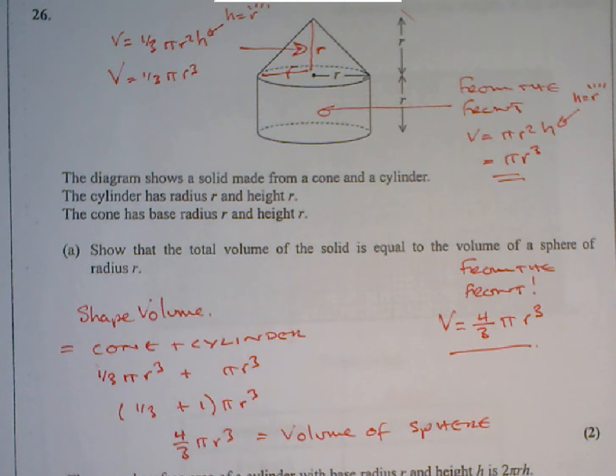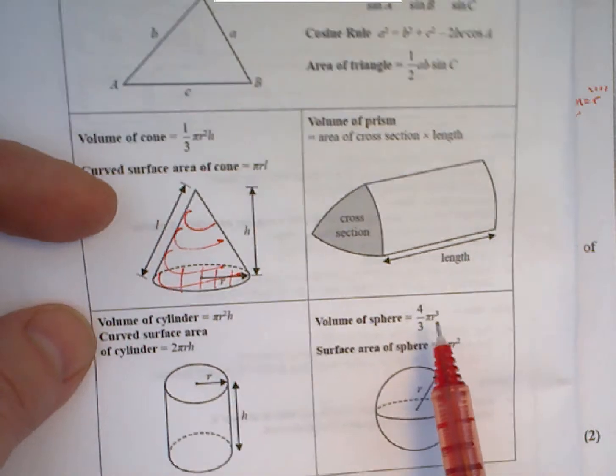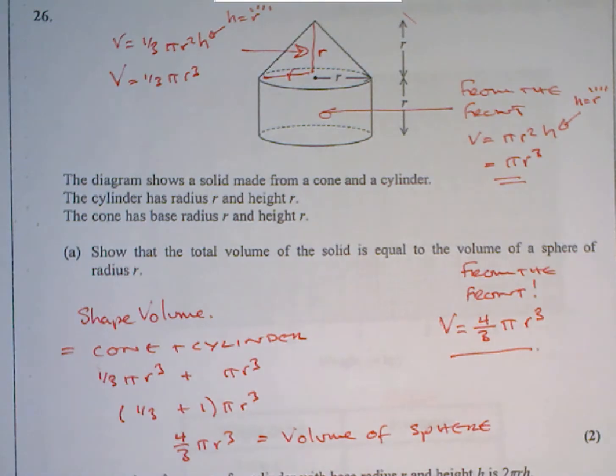So we're going to do another one of these difficult cone questions. And we've got to show that the volume of our shape here is the same as the volume of the sphere. The front of the book tells you that the volume of the sphere is 4/3 pi r cubed, and you can see that it's written bottom right there. And so let's do this.